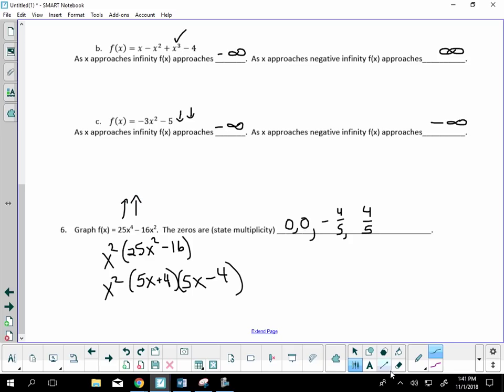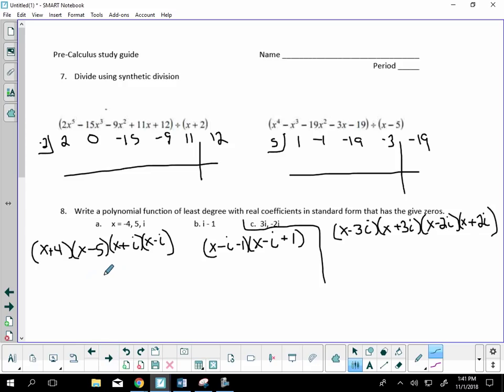I should have three turning points. And I'm just going to do a very rough sketch of this. So there's zero in the middle. There's 5/4. I'm going to call this negative 5/4. So it's crossing at your zeros. If you remember, on a double root, it just touches it, bounces off. So your graph would look something like that.